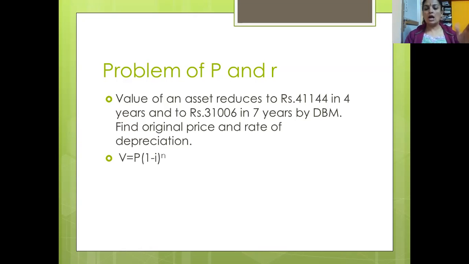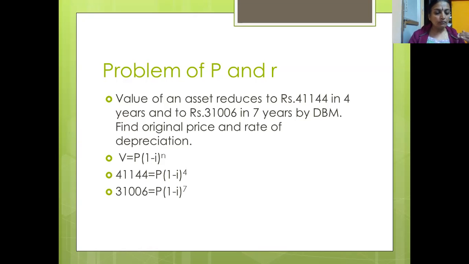So what is given? Let us write. When n is equal to 4, the value V that is given is 41,144, which is equal to P(1 minus I) raised to the power of 4. And one more equation we have, because we know the value when n is equal to 7: 31,006 is equal to P(1 minus I) raised to the power of 7. So equation number 1 is for 4 years, and equation number 2 is for 7 years.